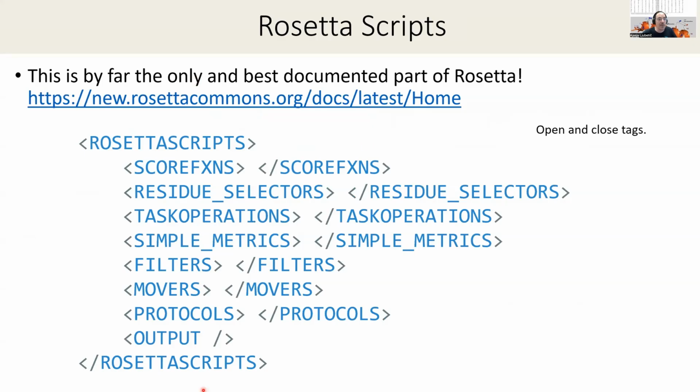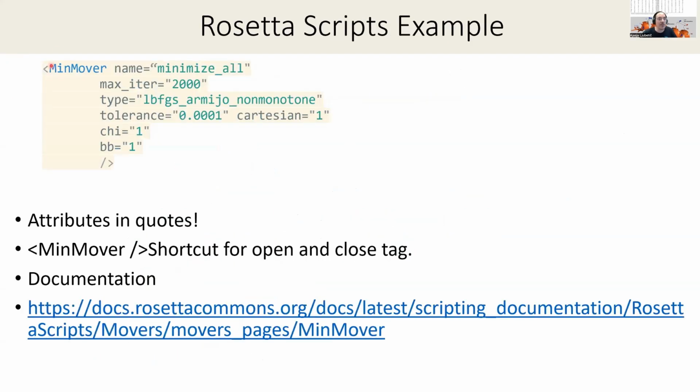This is what a RosettaScript looks like. You have some definitions, so score functions, residue selectors, and then you have filters and movers. I'll get to all of this in a second. And then you have this protocol section, which is the main part of the Rosetta XML that tells you what gets run and what not. Here's an example of a mover. You say, okay, this min mover is a task that I want to do, for example, minimize the residues. And you can give it several parameters: iterations, minimize the backbone, minimize the side chains.